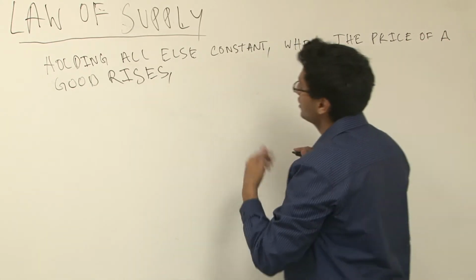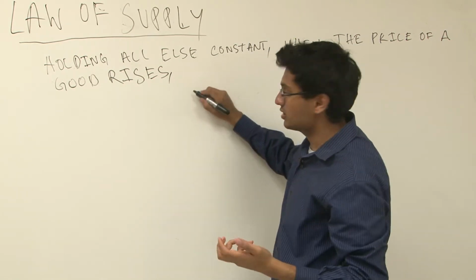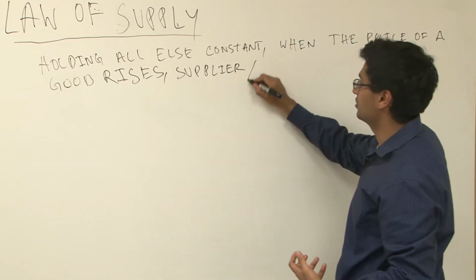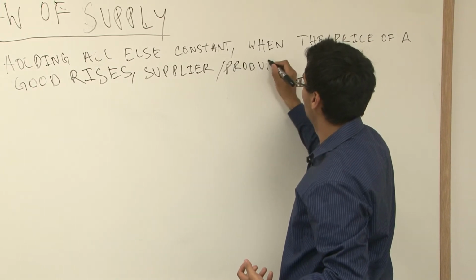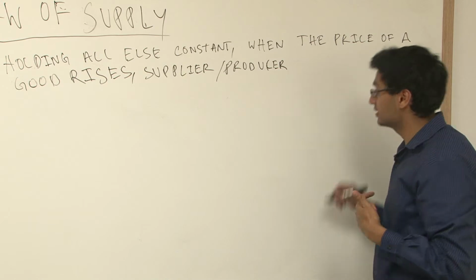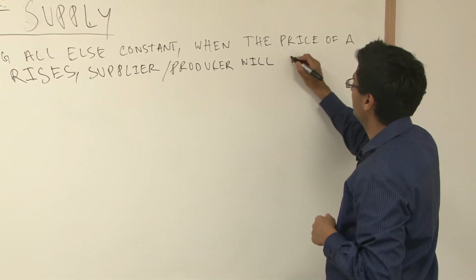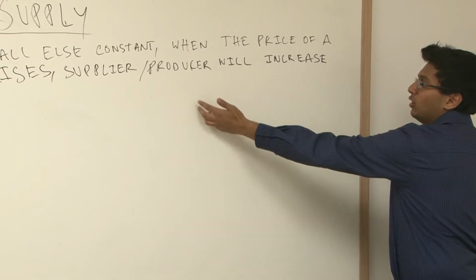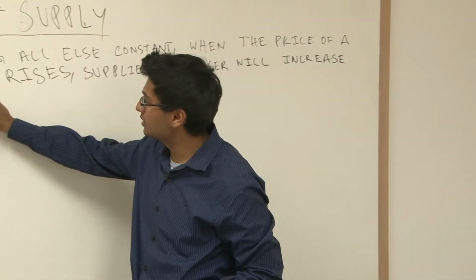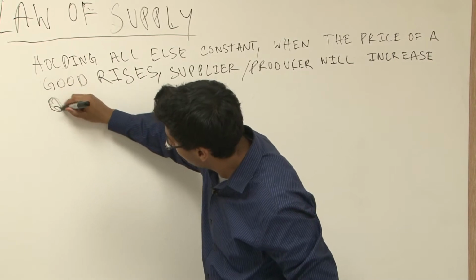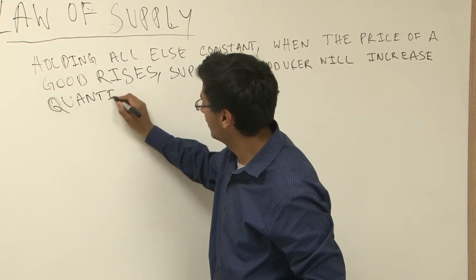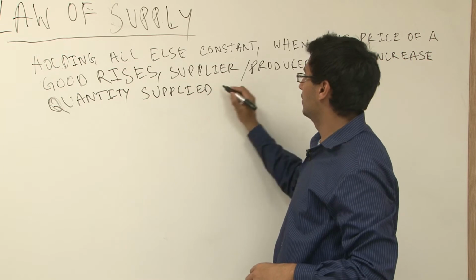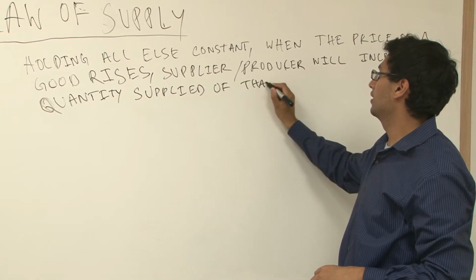Excuse me. The supplier or the producer, same thing, or you can call them producer, will increase, a little different from the last one. The supplier or the producer will increase the quantity supplied of that good.